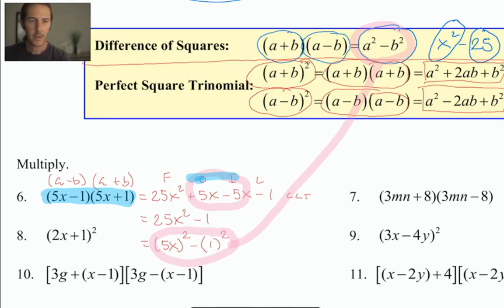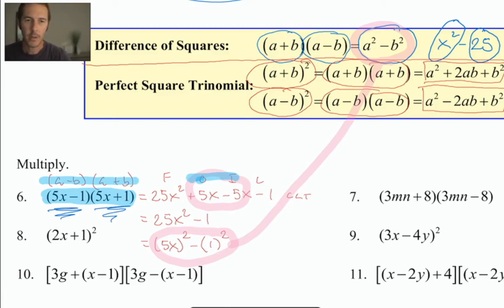The way that I can tell is that, for one, it matches this format of a minus b times a plus b. Look at these two parentheses here. What's the only difference between this set of parentheses and this one? The only difference is that one's got a minus sign and one's got a plus sign. That's the a minus b, a plus b, or vice versa, a plus b times a minus b.